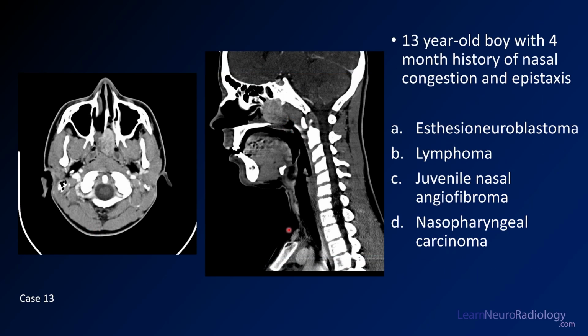Case 13 is a 13-year-old boy with 4-month history of nasal congestion and epistaxis. You should almost be able to get this case without looking at the images, but we do have 2 images here, an axial post-contrast CT and a sagittal post-contrast CT. Your choices are esthesioneuroblastoma, lymphoma, JNA or juvenile nasal angiofibroma, and nasopharyngeal carcinoma.